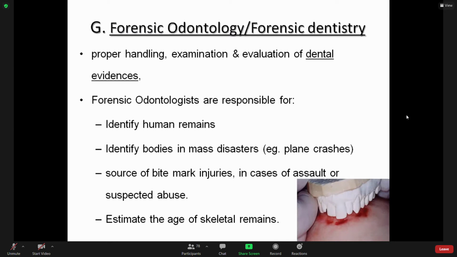All right. So you have to examine, you have to evaluate the evidences, antemortem evidence or postmortem evidence. Don't get confused. Antemortem when the person was living, what are the evidences?